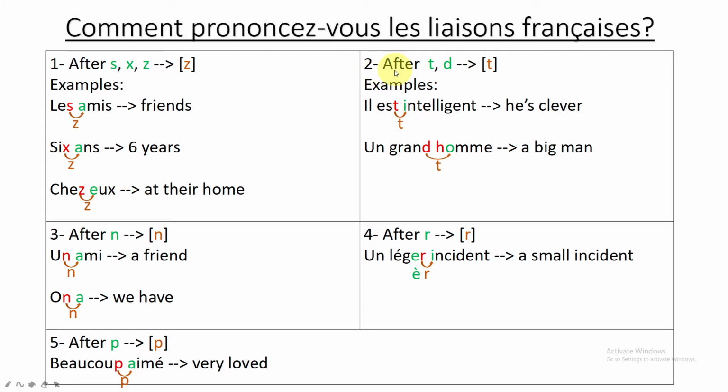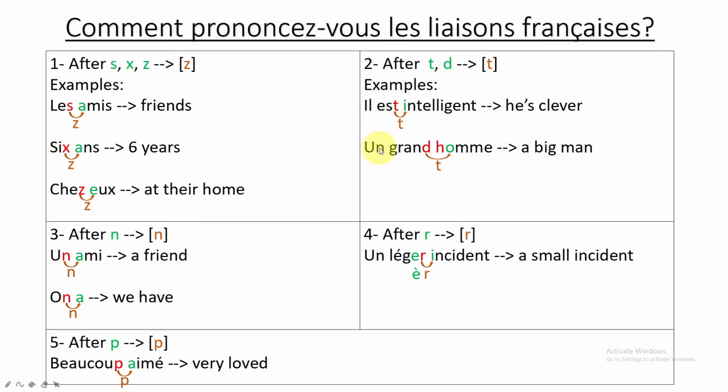Number 2, when the first word ends with T and D, it will create an abstract T at the beginning of the second word. So let's see some examples. Il est intelligent. Il est intelligent. Okay.